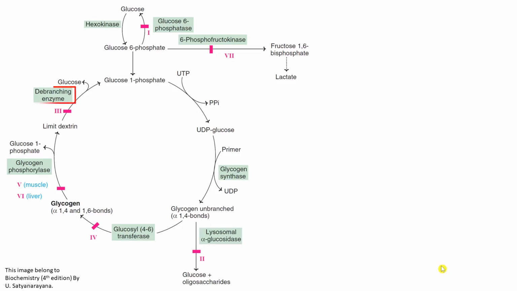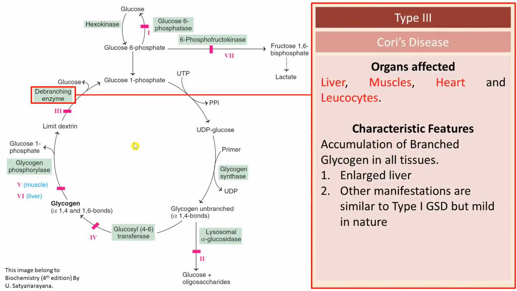Thereafter, if there is deficiency of debranching enzyme which helps in conversion of limit dextrin to glucose 1-phosphate, then there will be occurrence of type 3 glycogen storage disease, which is also known as Cori's disease. The organs which are affected will be liver, muscles, heart, and leukocytes. The characteristic features include accumulation of branched glycogen in all the tissues. This is because the limit dextrin consists of branches, and hence this branched glycogen, which is nothing but the limit dextrin, will be accumulated in all the tissues.